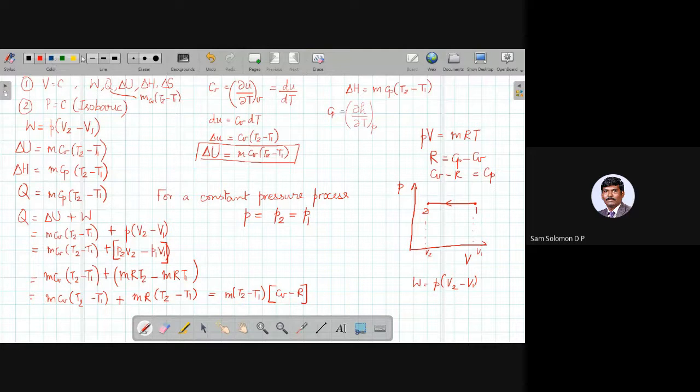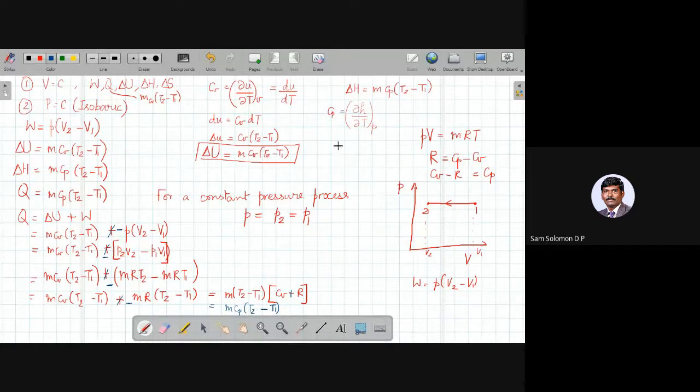So when you take work input, are you able to understand this point? This is supposed to be work input. So if it is work input, then this should be minus over here. So if it is minus, then what you will have is CV plus R, and that would be CP. So don't think that I'm taking this to my convenience.